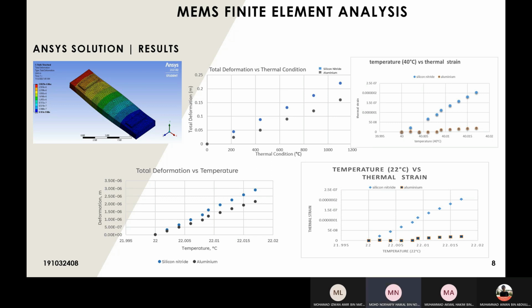Okay, for thermal strain and temperature, from the ANSYS simulation, when the thermal expansion coefficient increases, the thermal strain also will increase. Based on the graph, we can observe that if the temperature increases, the thermal strain will increase too, but the rate the thermal strain increases depends on the thermal expansion coefficient.